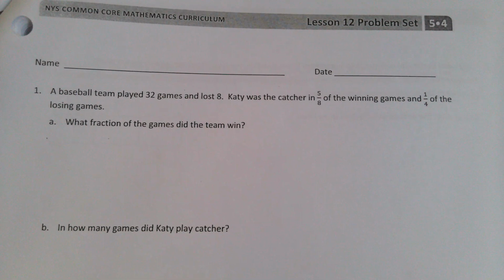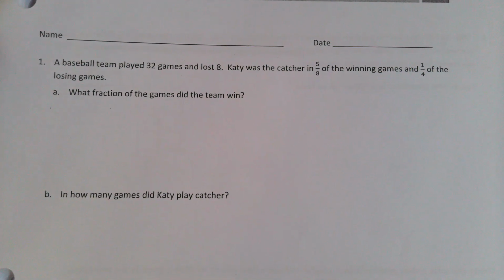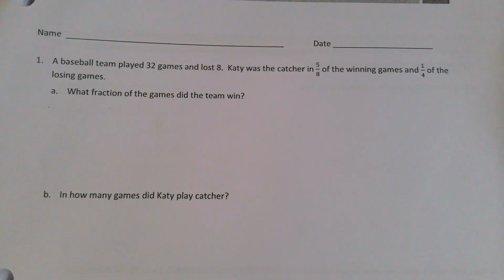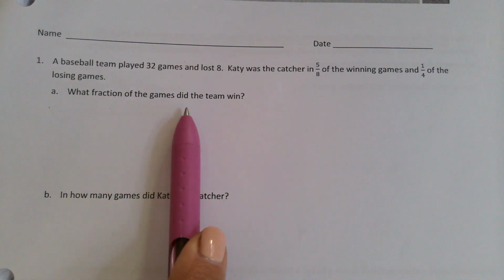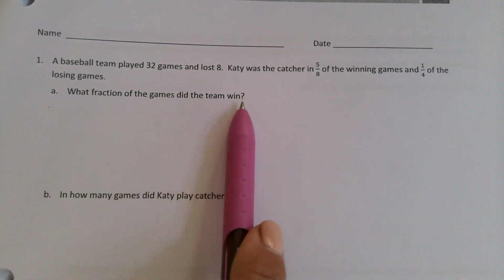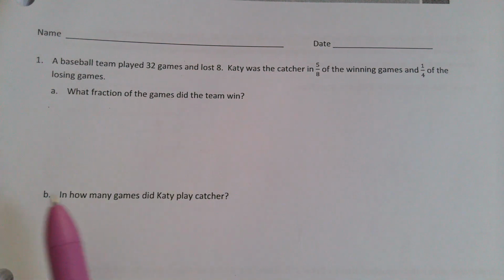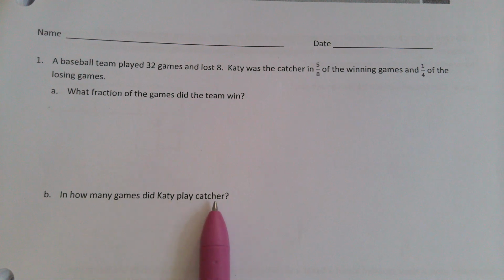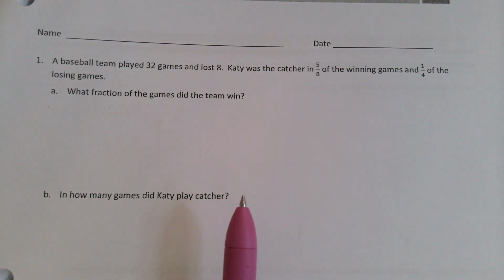Okay, so problem 1. A baseball team played 32 games and lost 8. Katie was the catcher in 5/8 of the winning games and 1/4 of the losing games. So, easy first question. What fraction of the games did the team win? Super easy. That's going to be your easiest problem here. How many games did Katie play catcher? Hint, hint. Figure out how many games Katie played while they're winning, how many games she played for their losing, and put it together.